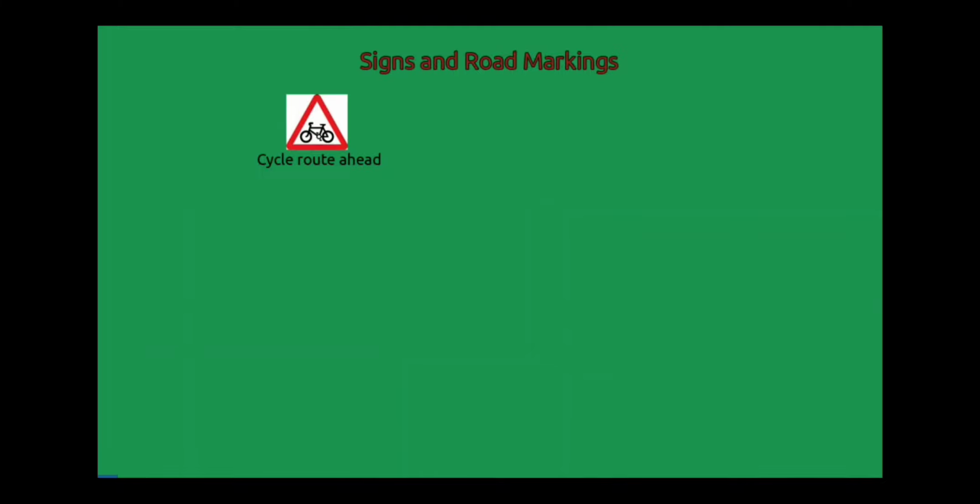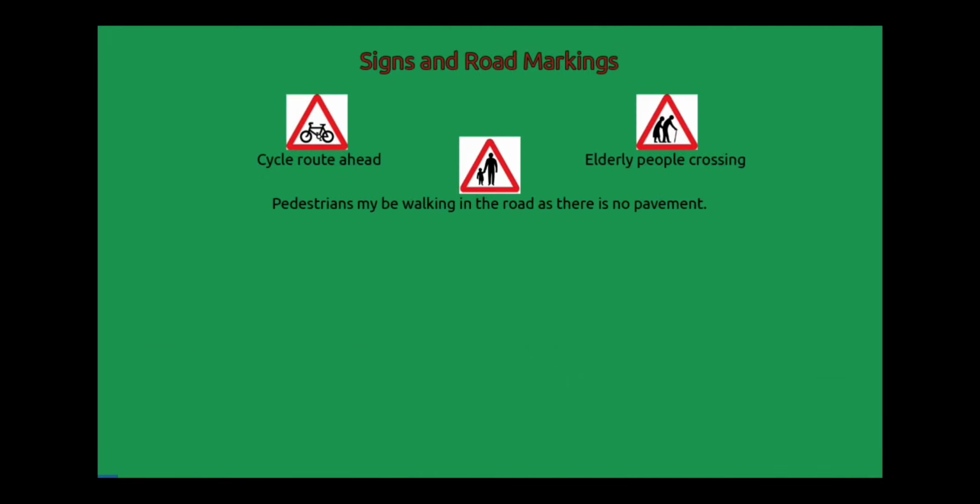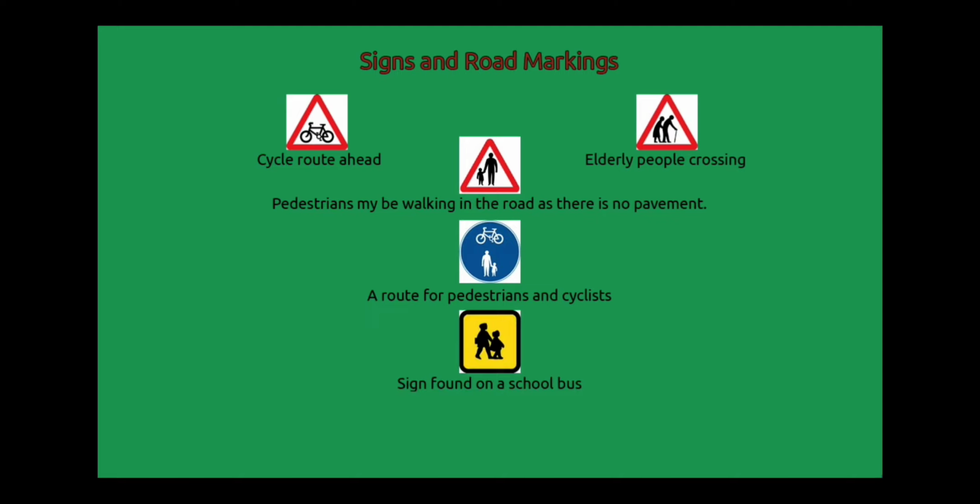Signs and road markings. Cycle route ahead. Elderly people crossing. Pedestrians may be walking in the road as there is no pavement. A route for pedestrians and cyclists. Sign found on a school bus. With-flow pedal cycle lane.